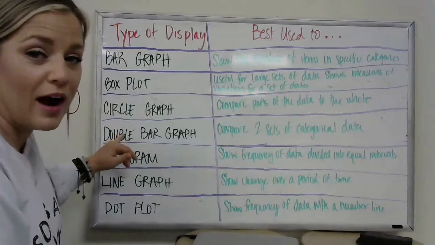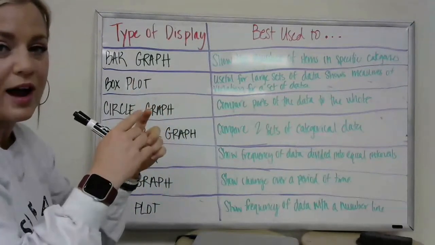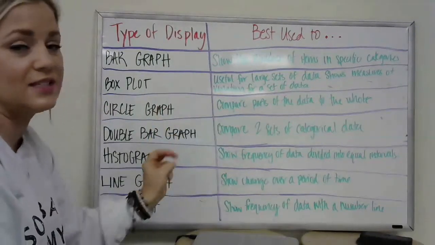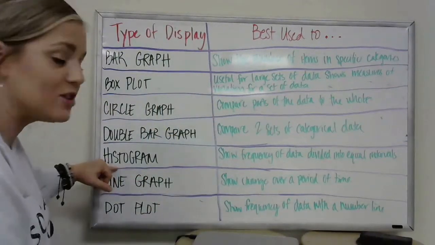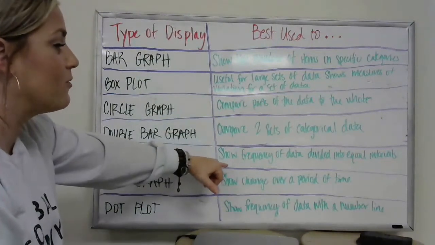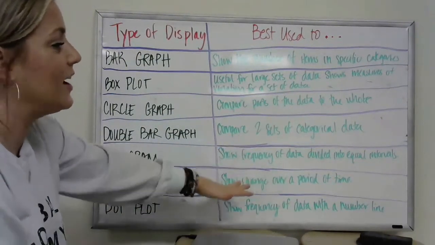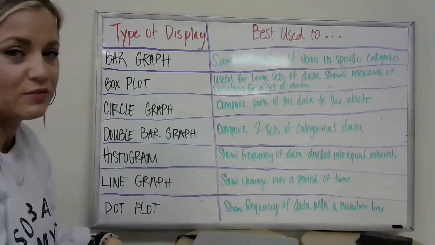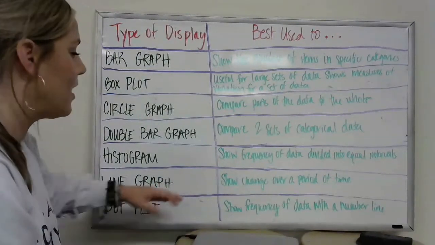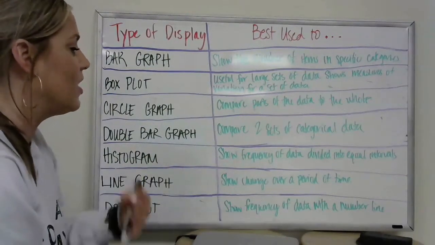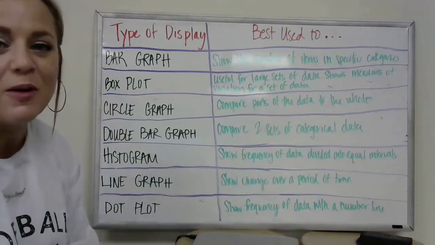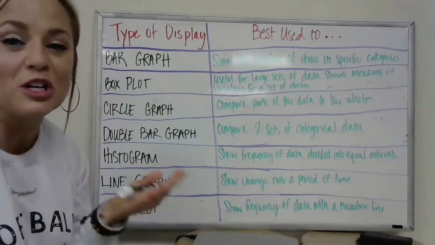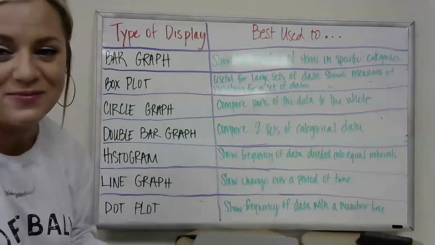A double bar graph is when you have two bar graphs touching, used when you compare two sets of categorical data. A histogram shows frequency of data divided into equal intervals. A line graph shows change over a period of time. And a dot plot shows the frequency of data with a number line. This will be available for you for the quizzes, but we're going to do some examples that came in the book.